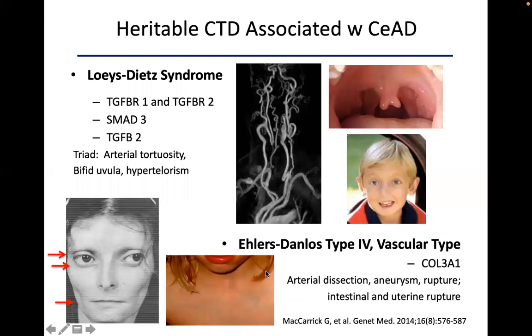Vascular Ehlers-Danlos or Ehlers-Danlos type 4 is associated with arterial dissection, aneurysm, or rupture, but also intestinal or uterine rupture. And these patients can have some characteristic findings on physical exam as well. Widely spaced eyes, a thin nose bridge, and then a thin lip as well, and visible veins beneath the skin and translucent skin.